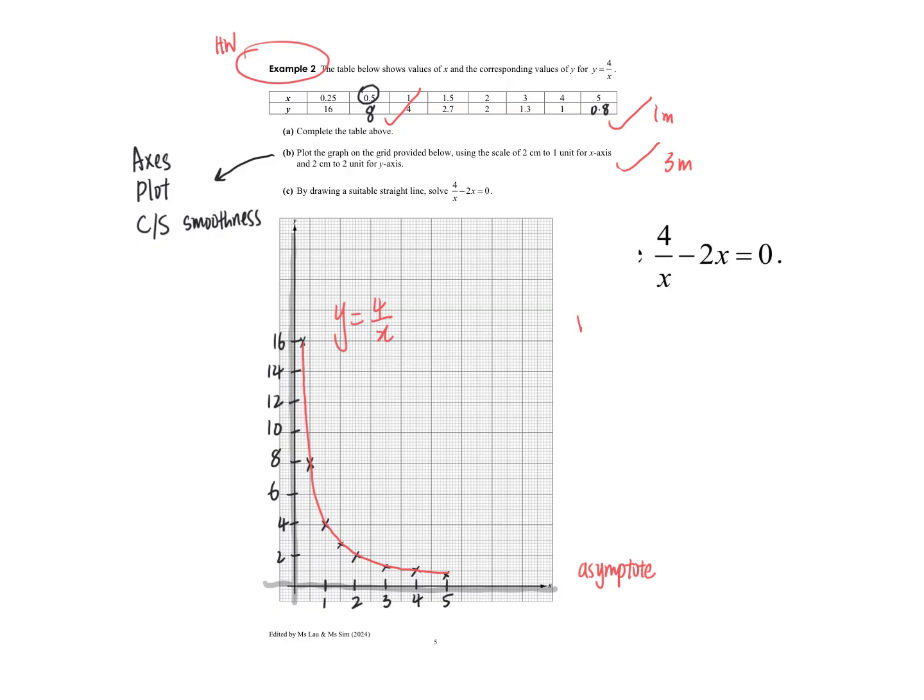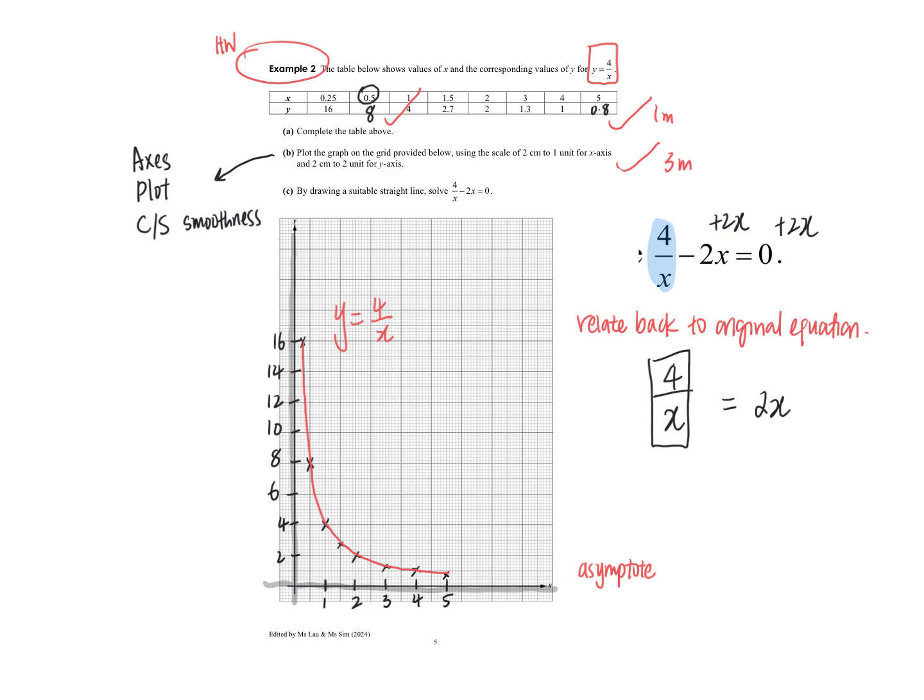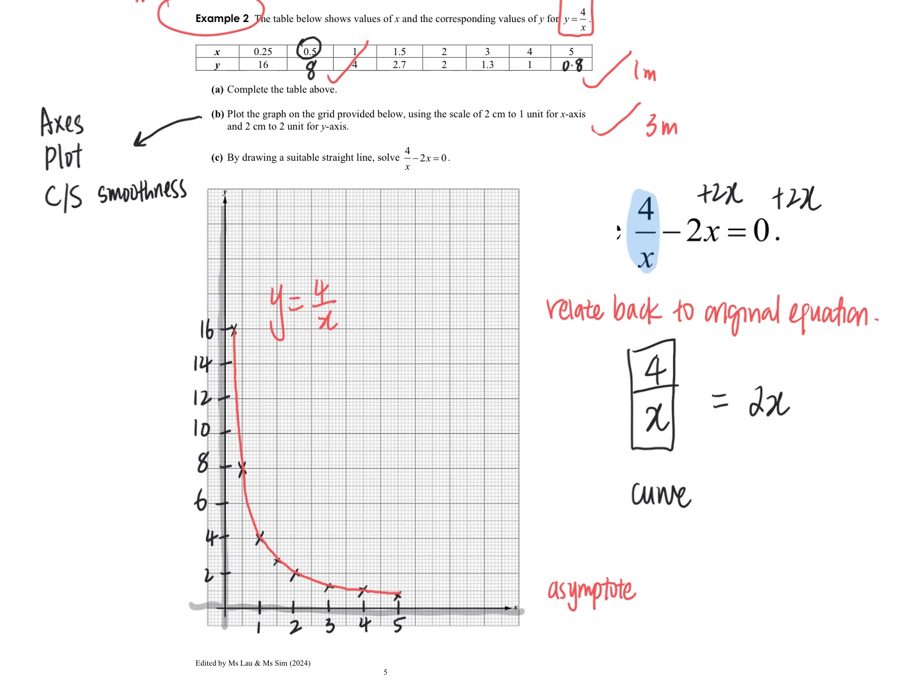So you need to relate back to the original equation. The original equation is this one. And somehow you can already see it here. If you keep this there and shift the others over, let's say you plus 2x on both sides, you will be left with this on the left and then 2x on the right. So this part here is the curve that you have drawn here. And then you want it to be equal to 2x.